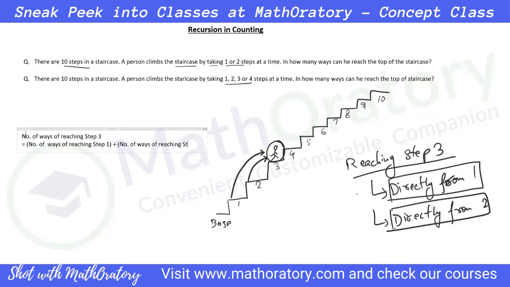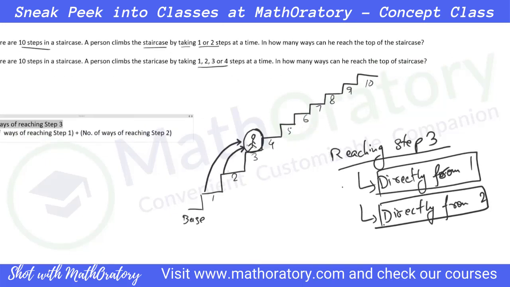The idea being that when we are reaching directly from step 1, the number of ways he reached step 1, there onwards he has reached step 3. And similarly, the number of ways he has reached step 2, which includes 1 to 2 also, by the way, there onwards he directly goes to step 3. So whatever are the total number of cases for this, and whatever are the total number of cases for this, the total cases can be added and we can figure out the number of ways of reaching step 3.